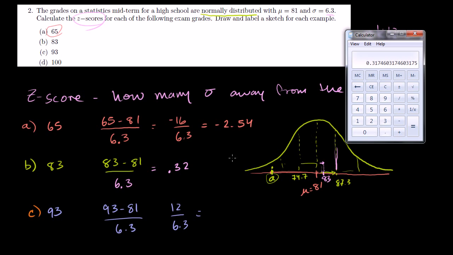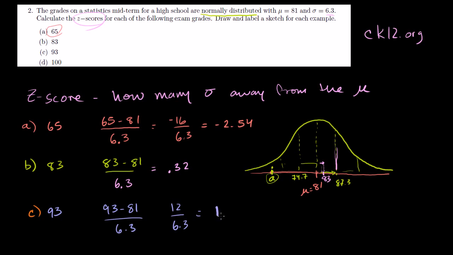Let's take the calculator out. So if we get 12 divided by 6.3, it's 1.9 standard deviations. Its z-score is 1.9, which means it's 1.9 standard deviations above the mean. So the mean's 81. We go one whole standard deviation and then 0.9 standard deviations, and that's where a score of 93 would lie right there. Its z-score is 1.9. All that means is 1.9 standard deviations above the mean.